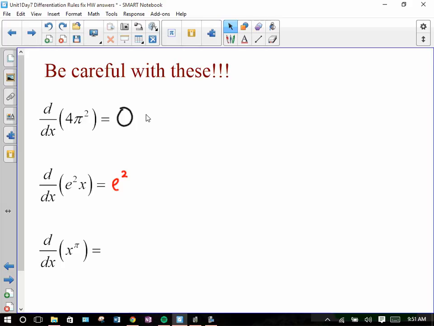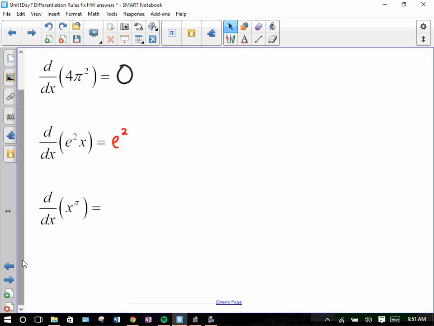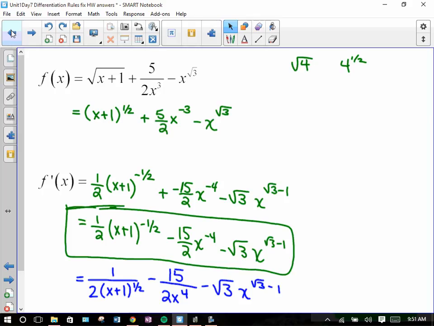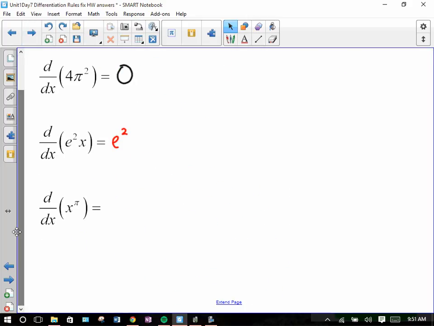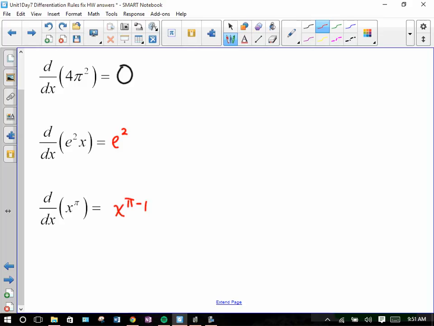Okay. And then, what about the derivative of x to the pi power? Don't think too hard. Just like when it's to the square root of 3 power, all we did was multiply by the square root of 3. Say again. x to the pi power minus 1. Missing the 1 there. Minus 1. See that, Shemar? You need a minus 1 there. Good. That's it.